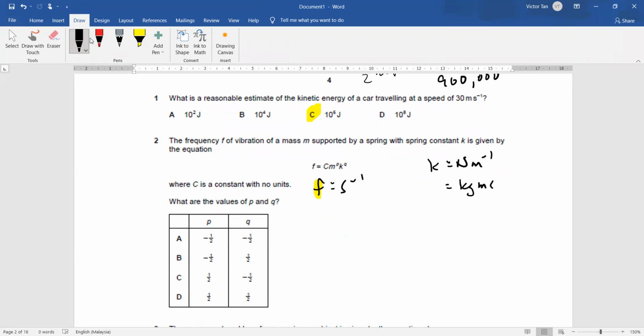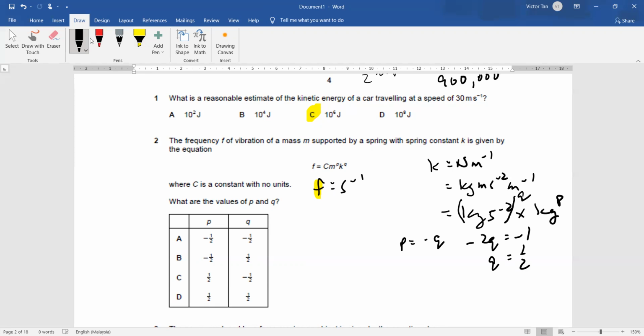Newton is kilogram meters per second negative 2. So K will be kilogram second negative 2, times M, which is kilogram, to the power P, and K to the power Q. So P equals minus Q. Minus 2Q equals minus 1, so Q equals half, and P equals minus half. Okay, B.